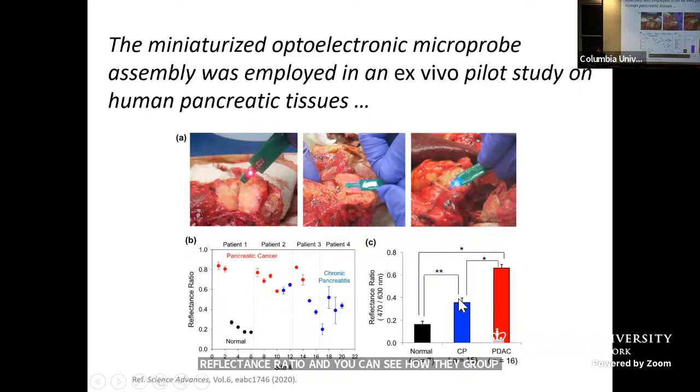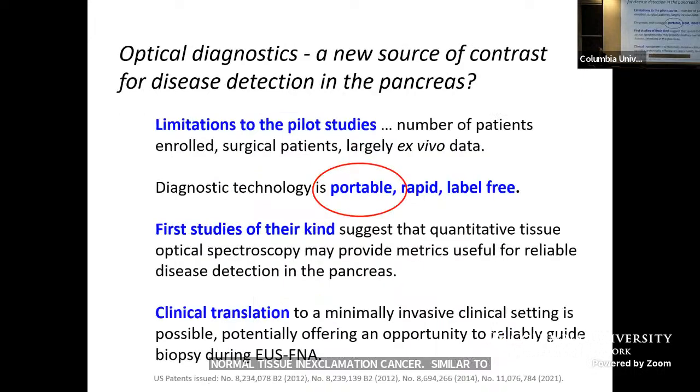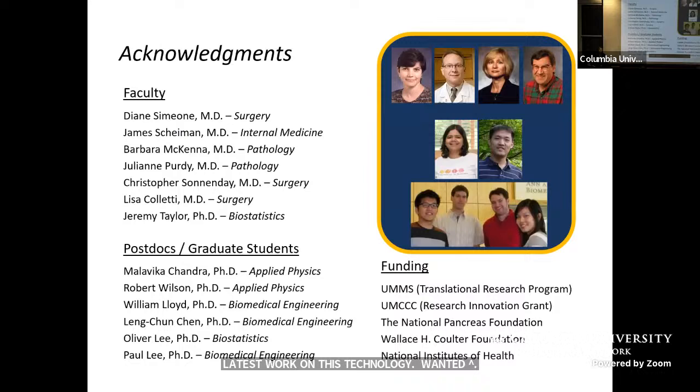That's what's shown here at the right. This is the reflectance ratio for these different types of tissue: normal tissue, inflammation, and cancer. Very similar to what we saw with the full-fledged instrument, but now with the little microprobe. Okay, I just wanted to tell you that that's our latest work on this technology. We've certainly capitalized on what we learned from the research instrument and now really doubled down on the portability of that instrument. And so with that, I'd like to acknowledge our team.